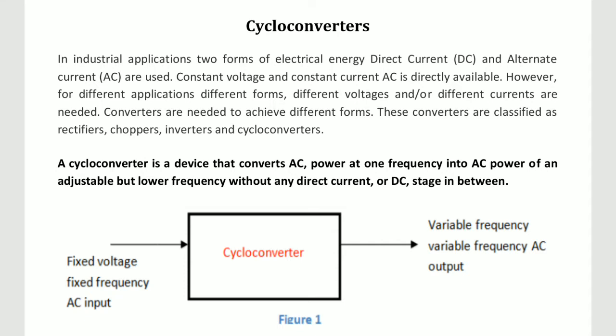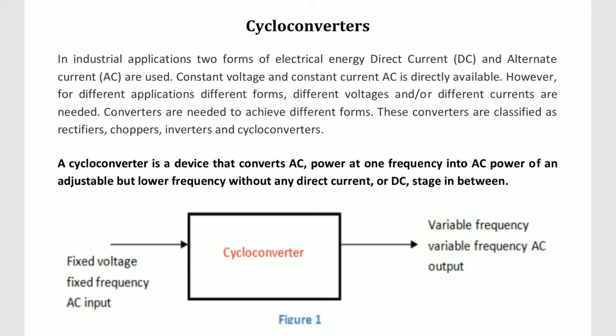So one can see the theoretical part of cycloconverters. In industrial applications, two forms of electrical energy are required, that is direct current and alternating current. Constant voltage and constant frequency AC is directly available. However, for different applications, different forms, different voltages, different currents are needed. So converters are needed to achieve different forms. These converters are classified as rectifiers, choppers, inverters, and cycloconverters, like I have told earlier about the power converters.